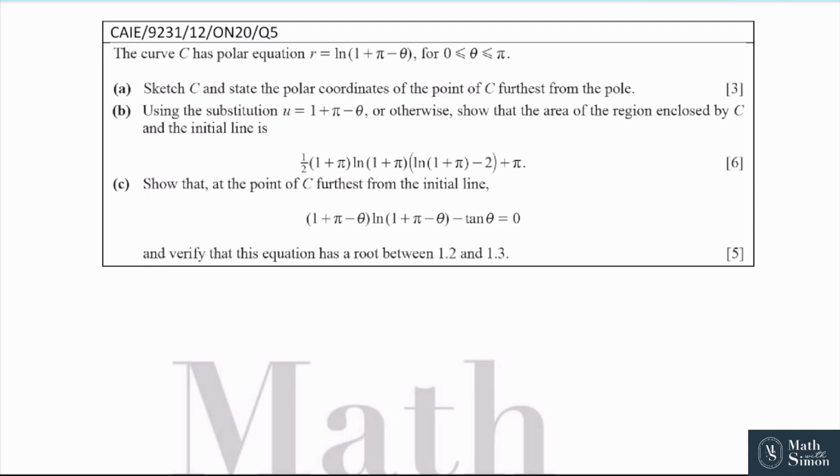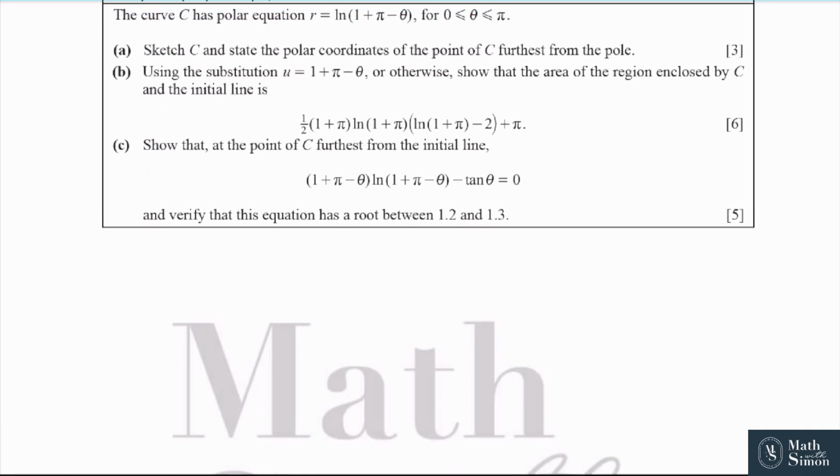For part B, we are supposed to use a substitution, and then we want to look at the area enclosed by this region, enclosed by the curve and the initial line. So basically, I will skip why we use these limits. We just look at the integration here right away.